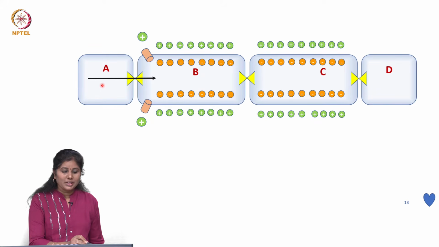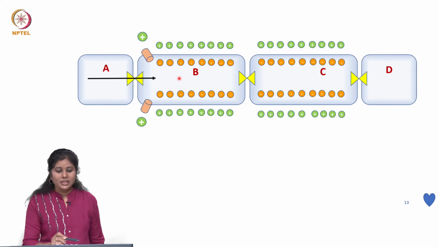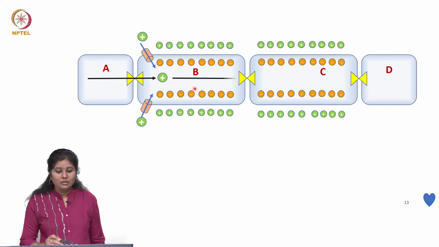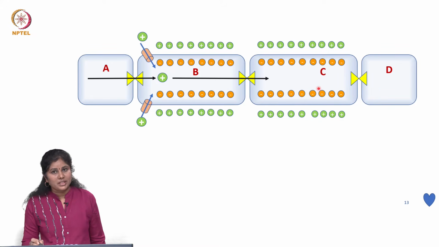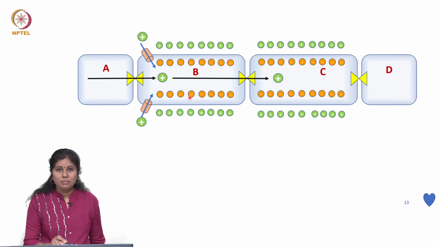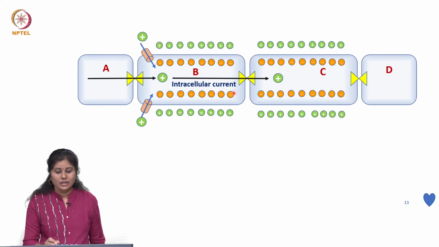A wave of depolarization will spread from A to B. This will cause an increase in the positivity in the cell B, which will open up the membrane channels and positive ions flow into the cell B. This will further enhance the positivity or depolarization in the cell B, which will be conducted from B to C via the gap junctions. And the cell C will now have increased depolarization in it. This wave of current of depolarization from B to C is called intracellular current.